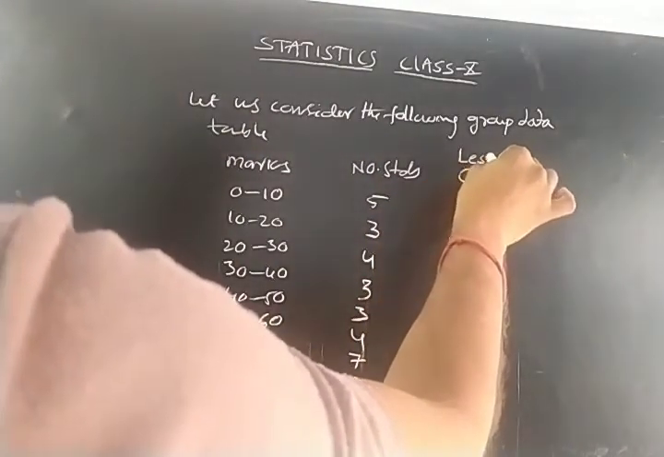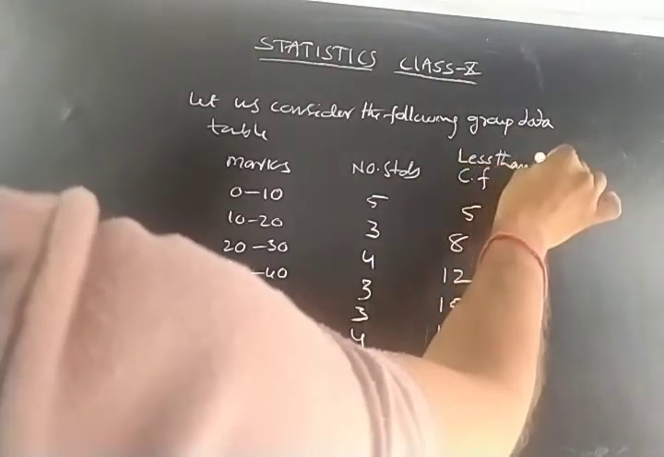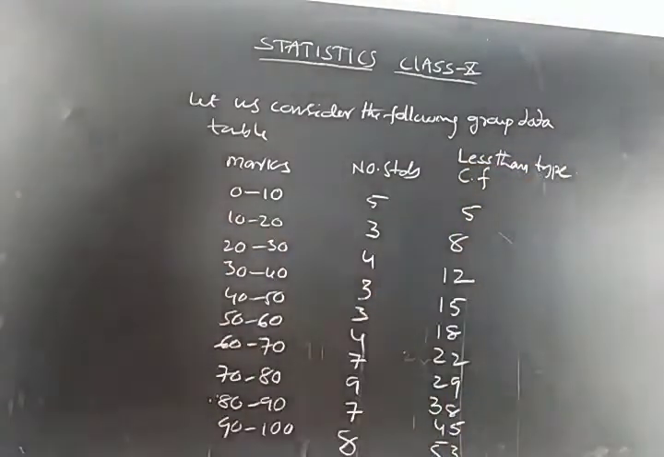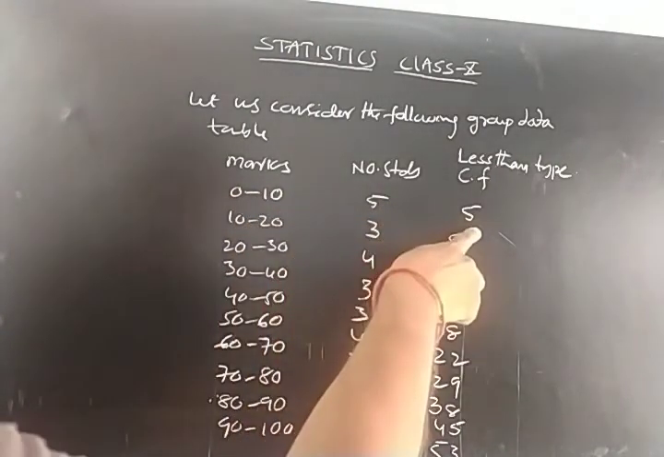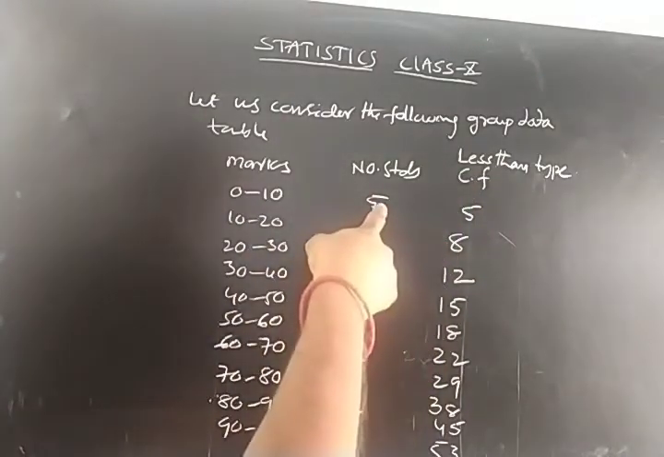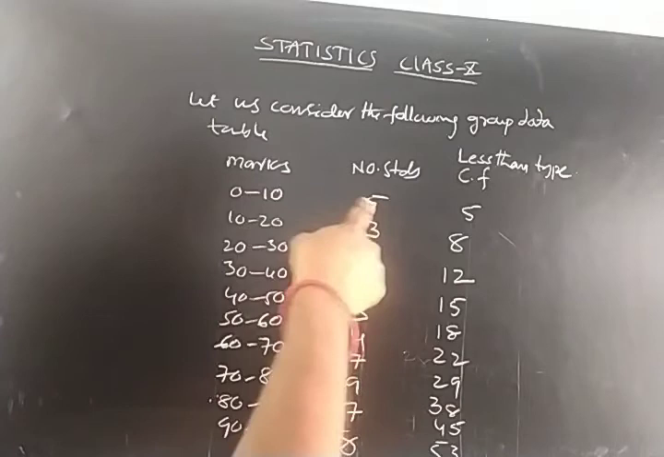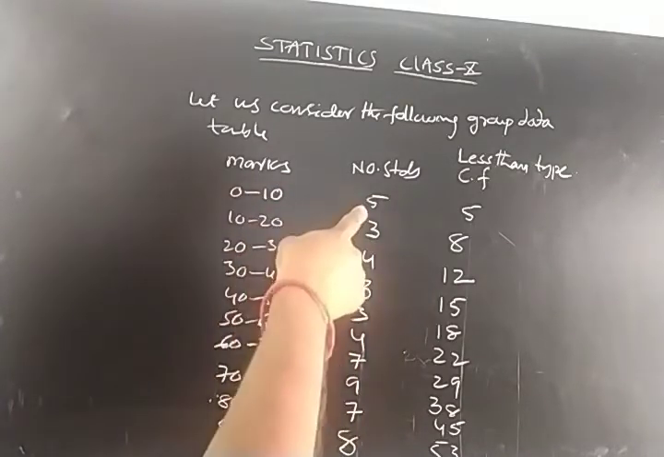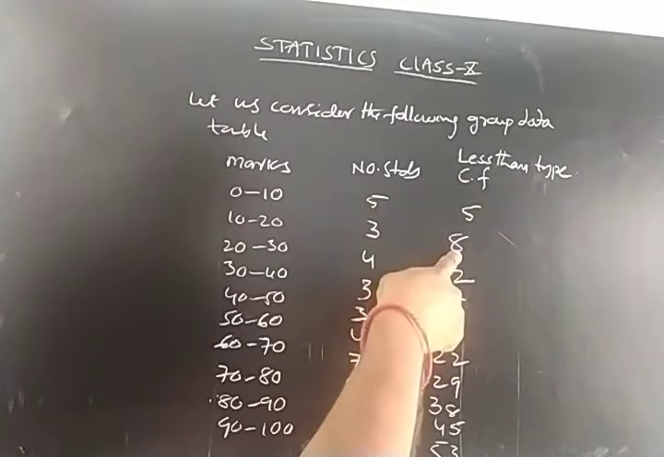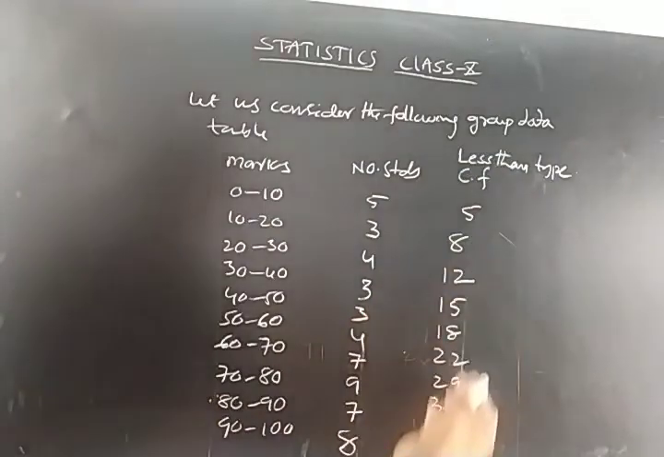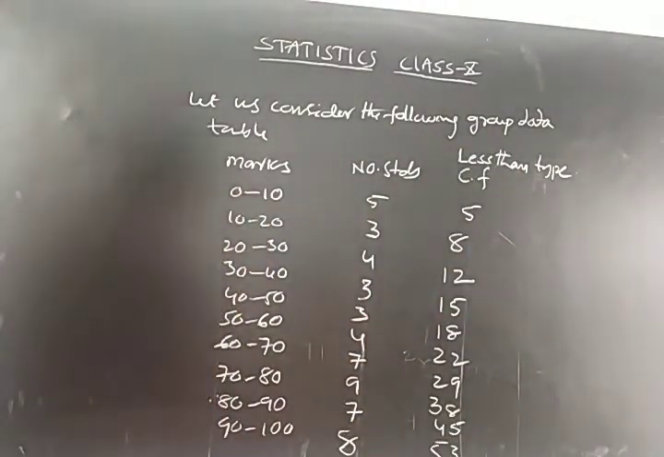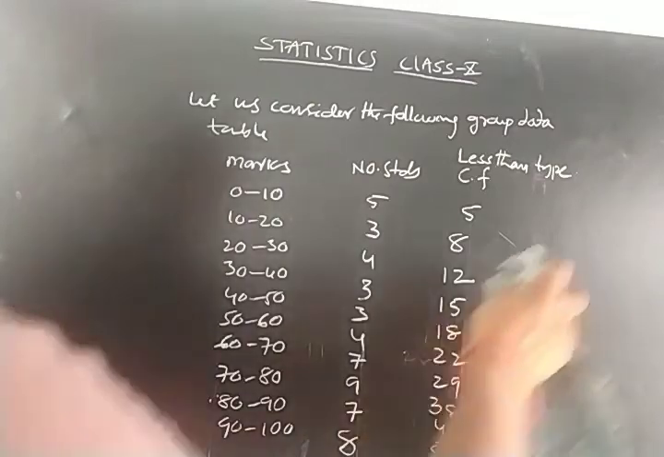Less than type cumulative frequency. So here, when we are converting to less than type frequency, marks obtained by 0 to 10 is 5 students, so the cumulative frequency is also 5. Here 8 students means the number of students who obtained marks from 0 to 20: 5 plus 3, 8. After converting into less than type cumulative frequency, we have to change the first column.